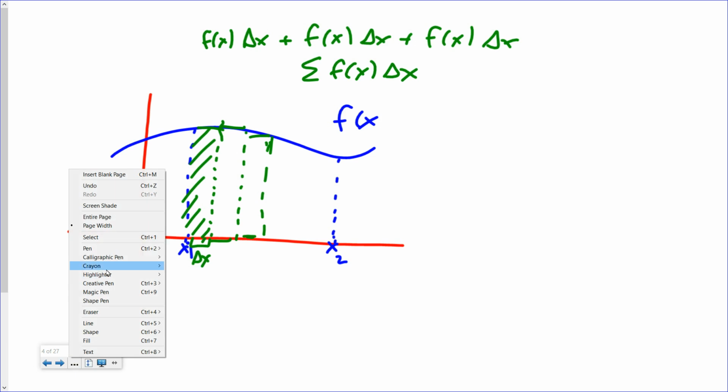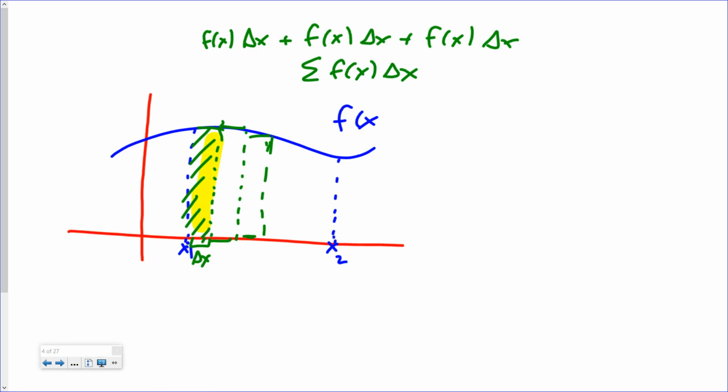Let me highlight this to make sure we're both finding the same thing. I'm trying to find the area under the curve from x1 to x2, so this area here. What that became was I wanted to take the limit as the delta x went to 0, as these rectangles got smaller and smaller, and then the actual area under the curve was the integral of f of x dx. Everyone good with that?